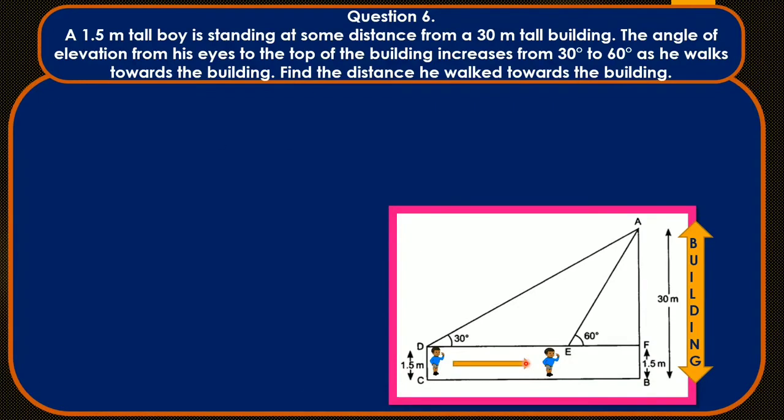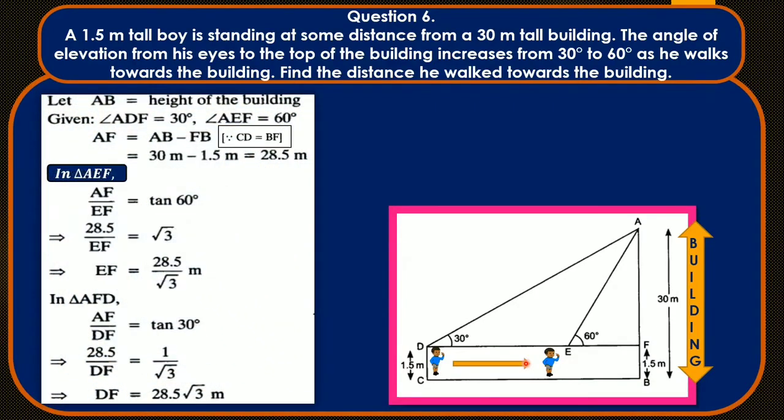And here we have to find the distance he walked towards the building, means according to this figure we have to find DE. So here first of all we have to take this AB as the height of the building, angle ADF is 30 degree, and angle AEF is 60 degree. Now first of all I am going to find the side AF. So here you can observe, if I subtract BF from AB, I will get AF, which is equal to 28.5 meter.